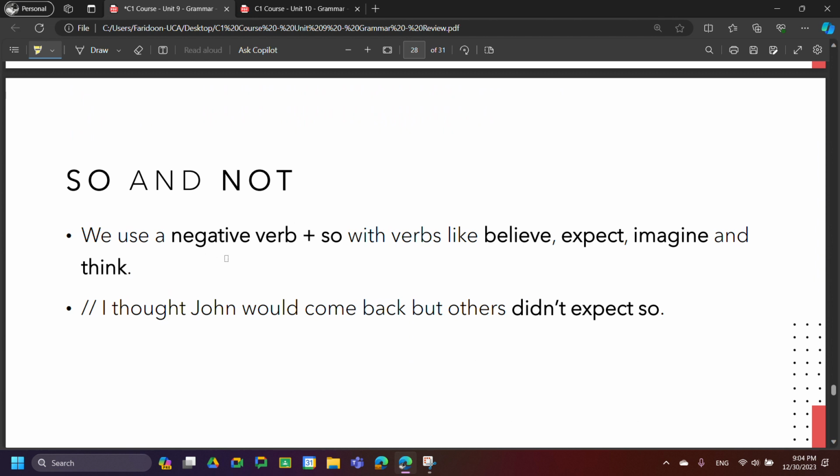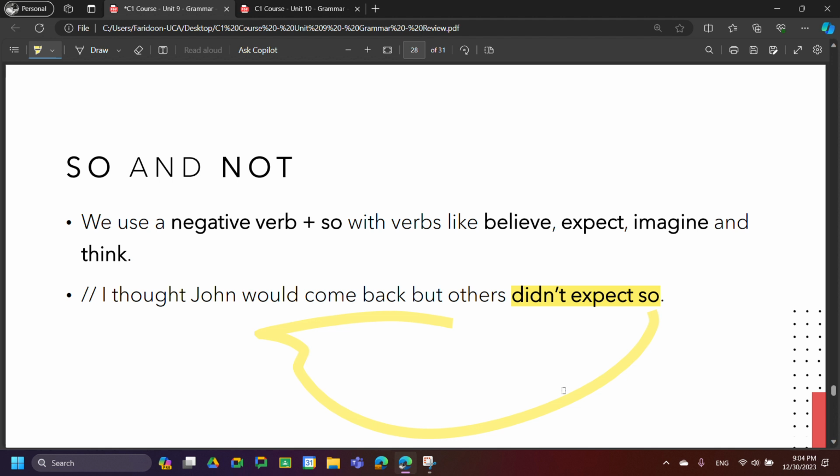Okay, we use a negative verb plus "so" with verbs like believe, expect, imagine and think. Example: I thought John would come back, but others didn't expect so. It just means that I thought John would come back, but others didn't expect that John would come back. But you don't really say that. Your "so" is just mentioning everything indirectly.